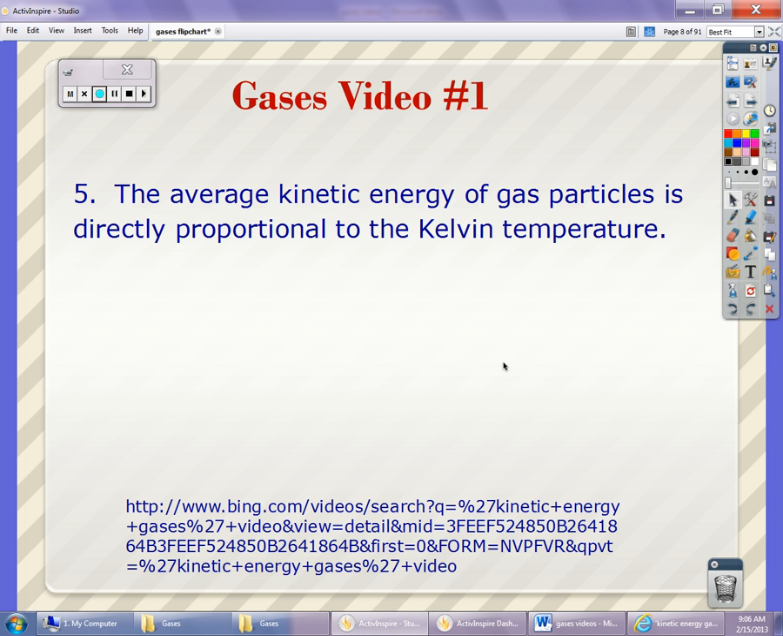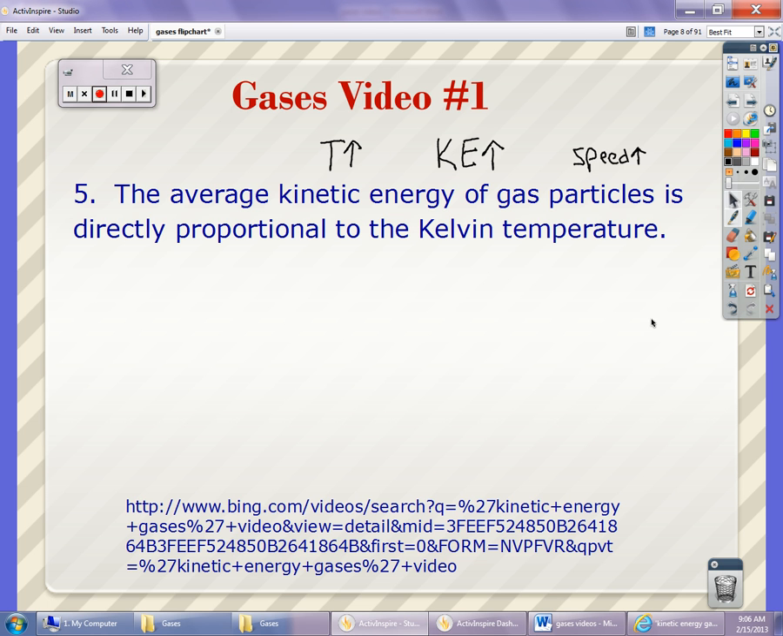The last one has to do with the average kinetic energy of gas particles. The average kinetic energy is going to be directly proportional to the Kelvin temperature, which means if the temperature goes up, the kinetic energy is also going to go up. And because kinetic has to do with motion, it means that the speed of the particles will also increase. They're all going to be directly proportional. One goes up, the rest goes up.